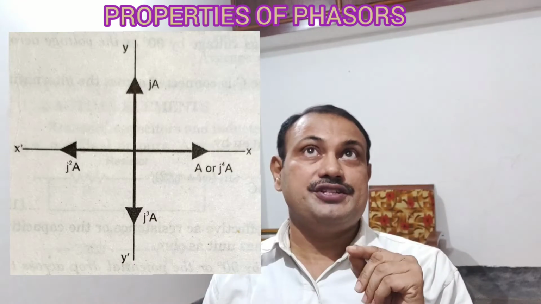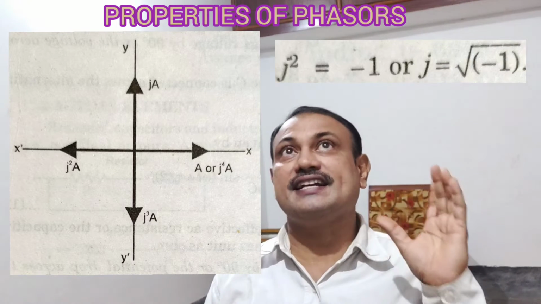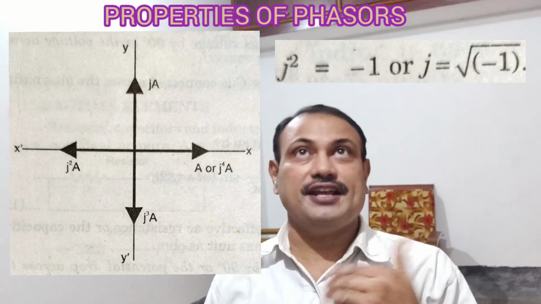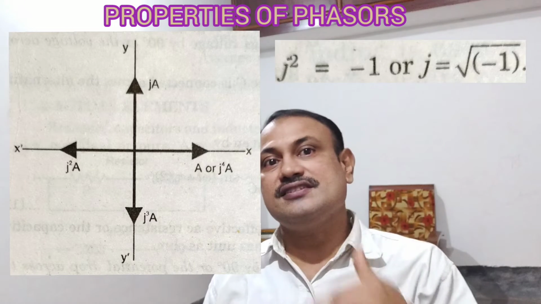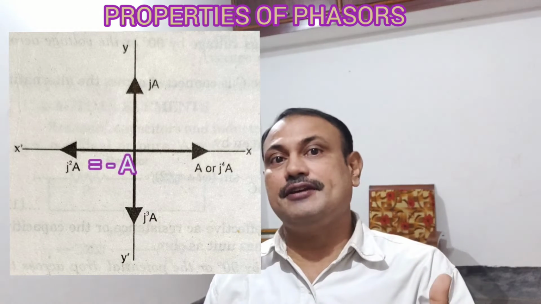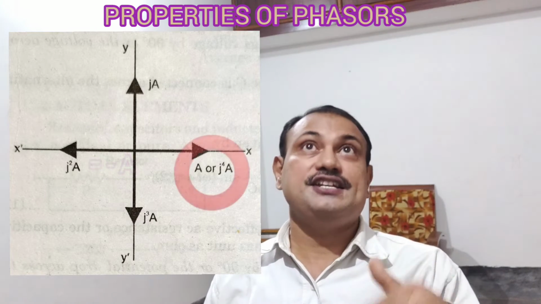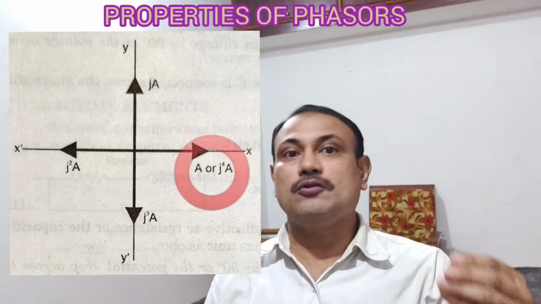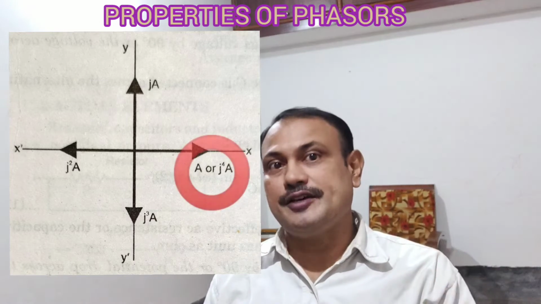Now coming to the properties, j equals the square root of -1, so j square we take as -1, and j square times phasor A will give you the inverted phasor, meaning minus A. If A is the phasor, j square A will be minus A, and j to the power 4 times A equals A, simply j to the 4th being 1, so j to the 4th times A will give you the phasor itself.